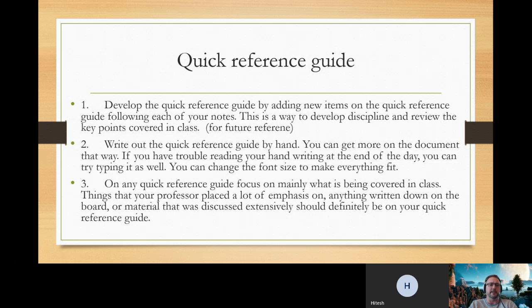And it's not a whole page, obviously. It's probably going to be a quarter page or half a page. Write out the quick reference guide by hand. You can get more in a document this way. If you have trouble reading your handwriting, then you can always type it, but you're definitely going to want to write it out by hand if you can.